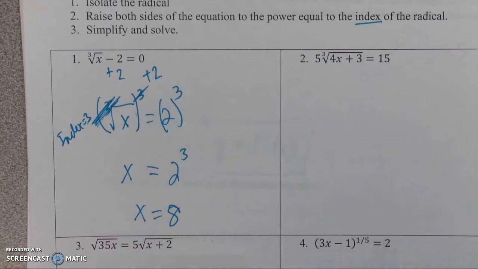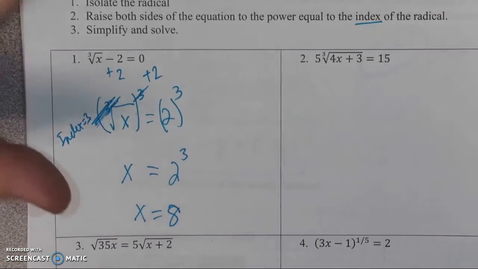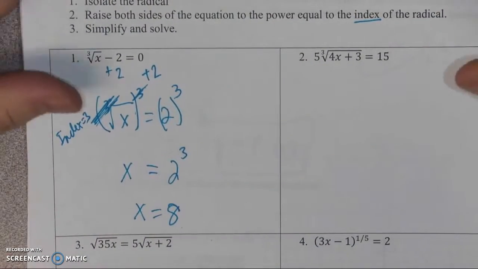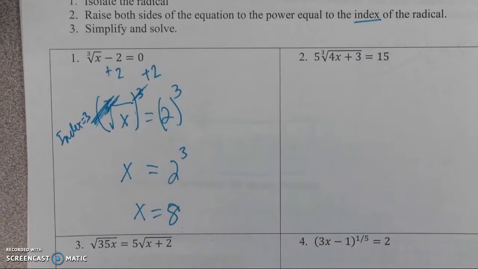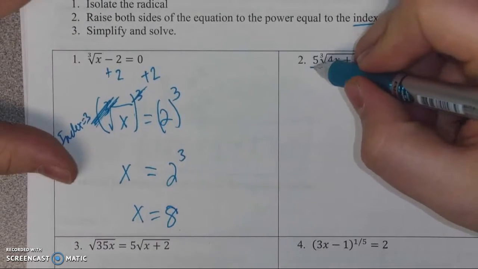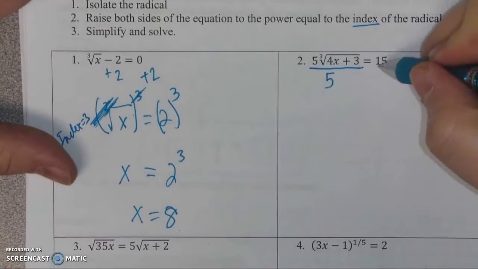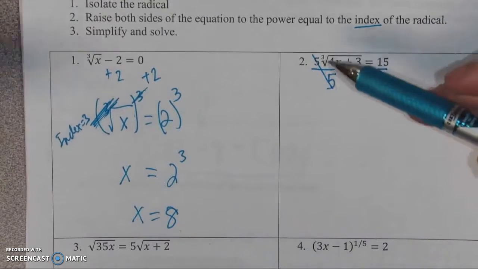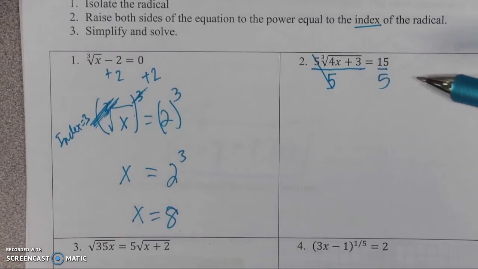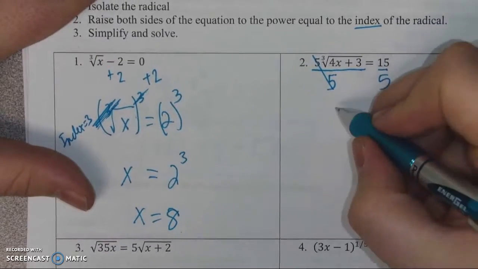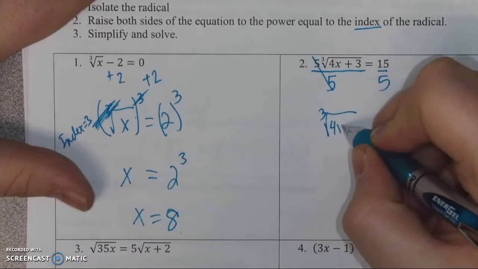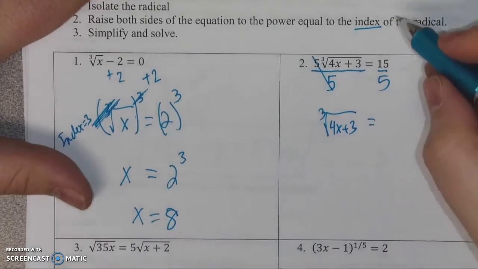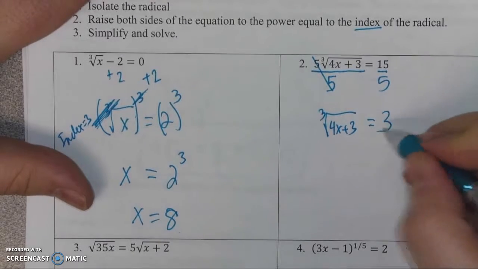Example number 2. This one says 5 times the cube root of 4x plus 3 equals 15. So again, if I want to solve that, you need to isolate the radical. So first I see this multiplication here, so I'm going to undo that multiplication by dividing by 5. So those 5s go away. Again, this is solving equations, so whatever I do to one side, I do to the other. So this is the cube root of 4x plus 3 equals 15 divided by 5, which is 3.